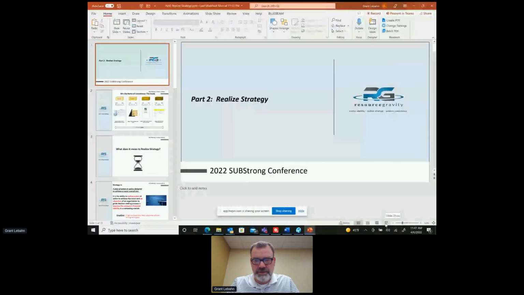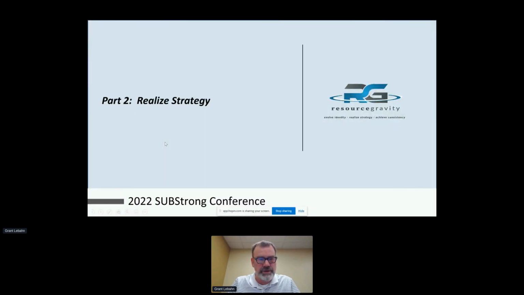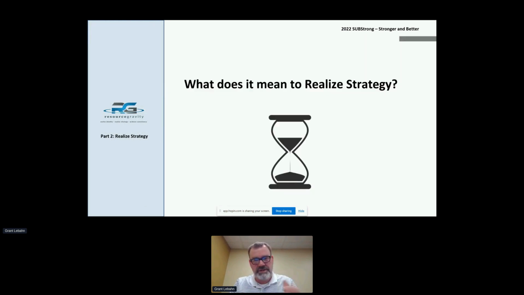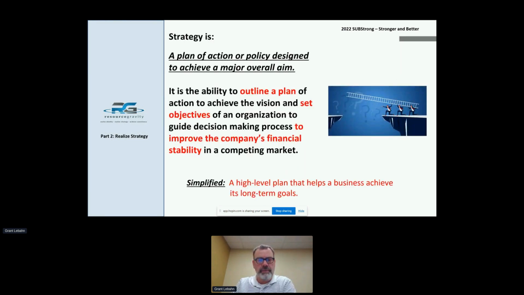Okay, so this is the strategy part that I went through yesterday. Same graphic, same concept. What does it mean to realize strategy? What I talked about yesterday was that it's a plan of action to achieve a major aim, right? It's setting the objectives and understanding where you're at to improve your financial stability. So this is a big thought process. How am I going to improve my financial stability? And it's just a high level plan to help a business achieve its long-term goals.